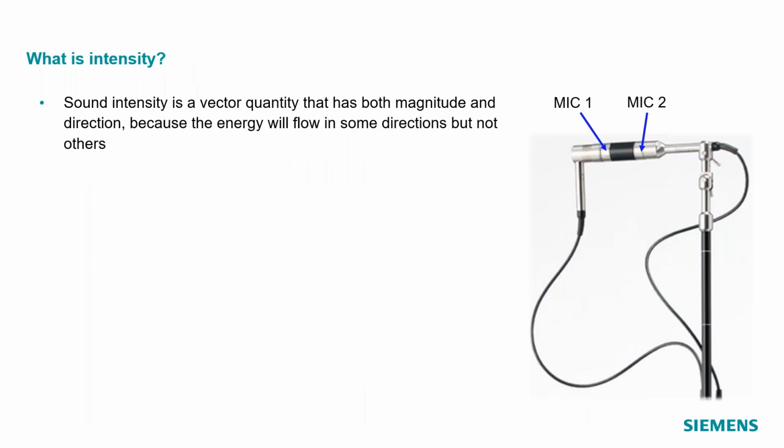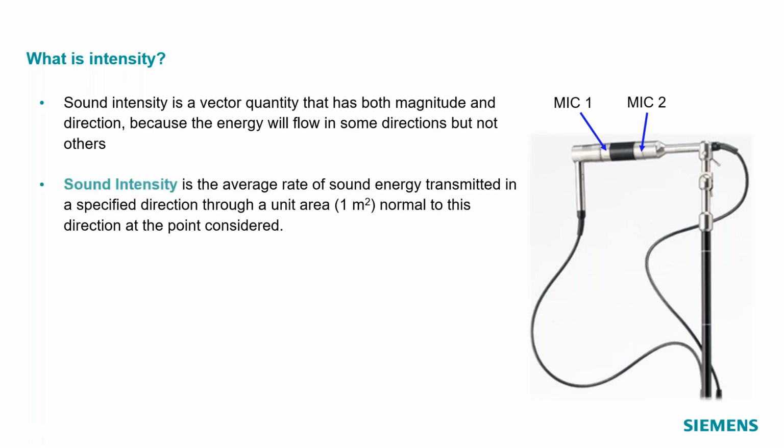This is a picture of a common intensity probe. It's got two microphones, and then that black piece of plastic in the middle is called a spacer. And using this tool, we can measure the sound intensity directly. And we call sound intensity the average rate of sound energy transmitted along a certain direction.